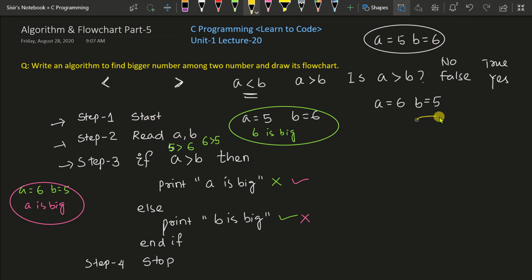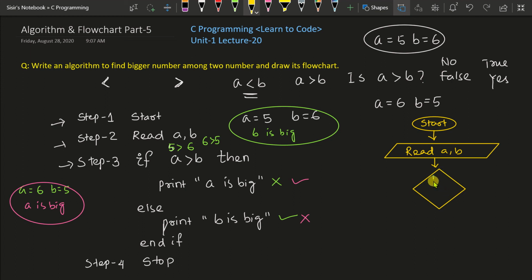So the first line will be start. The second line will be the input line. That means you are going to read the data from the user. So you have to draw like this, and you should write read a b from the user. Then the next is the condition, and we know that to specify a condition we will use the rhombus symbol. So I am using a rhombus symbol over here. And what is written inside this? As I have already told you, it is written like this: is a greater than b? Either it can be yes or it can be no. Two things can happen.